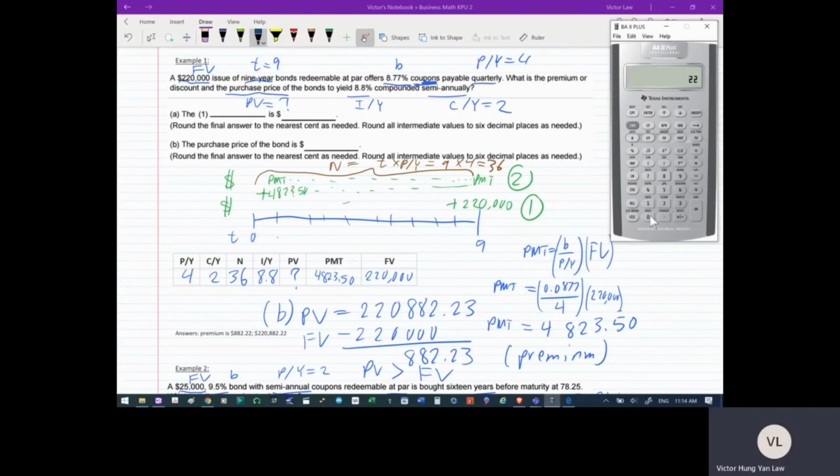And then we have the $220,000 as future value. And once we have typed in all these numbers, then we can compute for present value. So compute present value, you're going to get 220,882.23. And that's your present value. So once we have calculated the present value, then we can compare that with the face value. Our face value is $220,000. We can see that present value is greater than the face value. So therefore, we have a premium. We're paying more than what is stated in the face value. So we're buying it at a premium. And the premium amount is the $882. And that's your example 1.